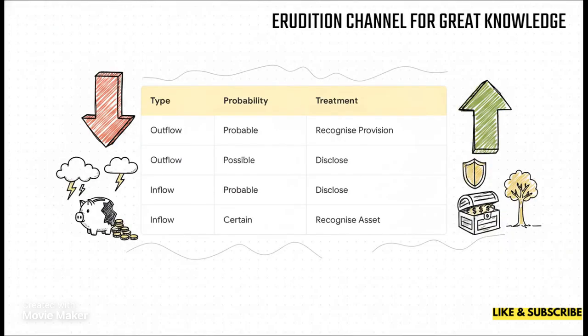This setup perfectly summarizes the entire decision tree, and it highlights a really huge asymmetry in accounting. Prudence dictates that we treat potential losses way more aggressively than potential gains. If an outflow or loss is probable, boom, you recognize a provision immediately. But if an inflow or gain is probable, you only get to disclose it. You cannot actually recognize a contingent asset until realizing that income is virtually certain. It's a fantastic cheat sheet for navigating all this financial uncertainty safely.